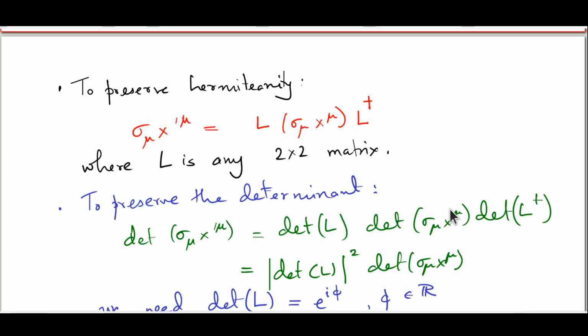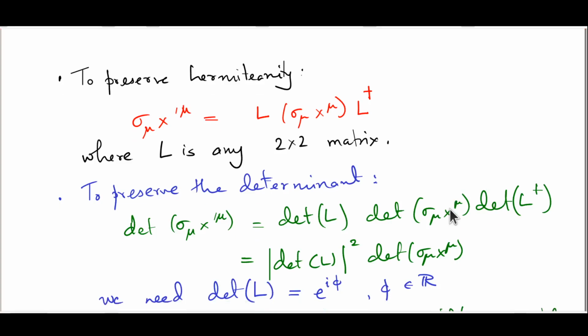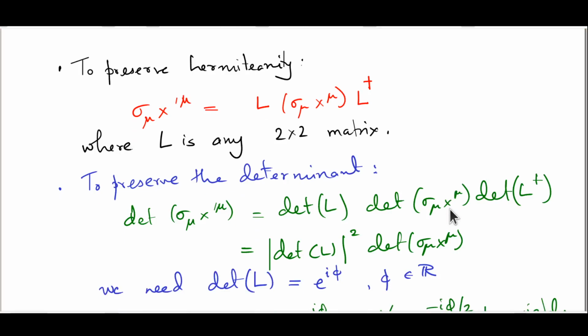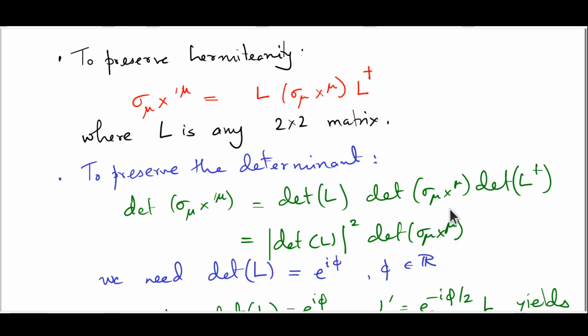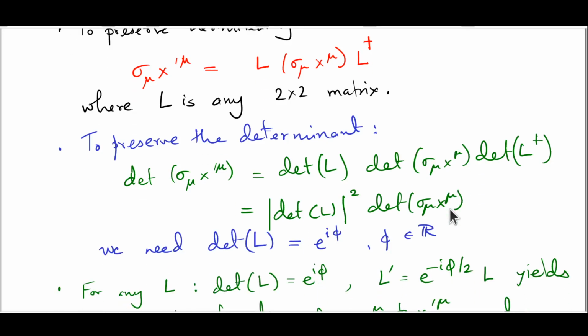So in order that the determinant be preserved, what I need is that the determinant of L has to be a pure phase so that its modulus squared is 1. So we need det L to be e to the i phi, where phi is some real number. However, for any L for which the determinant is of the form e to the i phi, we can construct another 2x2 matrix L prime by multiplying L by e to the minus i phi by 2.